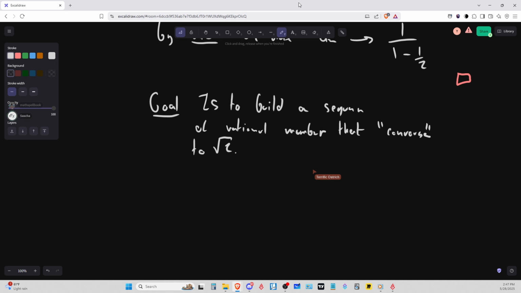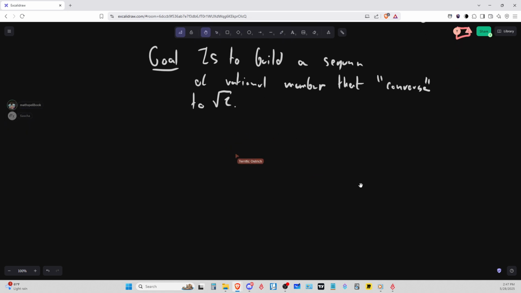But yeah, I mean, it's kind of a niche proof. But it used some very cool numerical analysis strategy. So it's going to be fun.